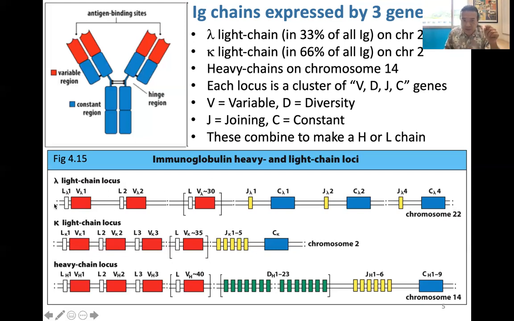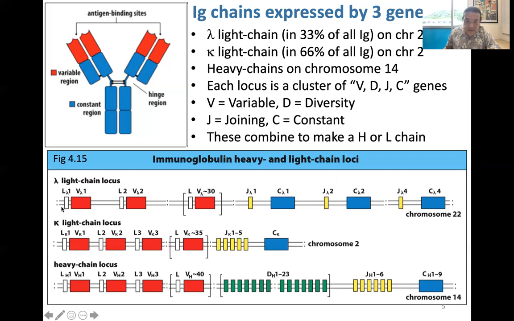So on chromosome 22, there's a particular spot where you have a group of these gene fragments. Each one of these represents a coding sequence that can be transcribed and translated, but each one by itself is just a piece of a gene. You have a large number of these different red blocks, which we call the variable blocks. Then you have a more limited number of these yellow blocks, which we call the J blocks. So these are the joining blocks. And then you have several of these blue constant blocks.